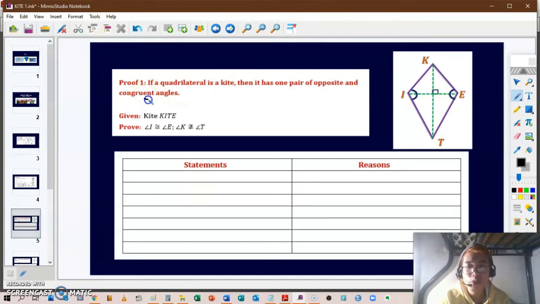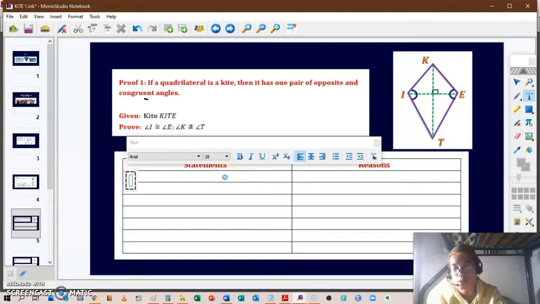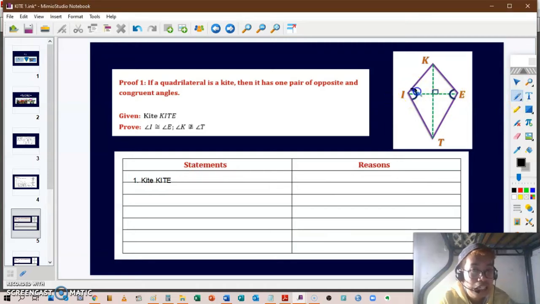So we have here the first proof: if a quadrilateral is a kite, then it has one pair of opposite congruent angles. As with all proofs, we start with a given. So let's start with our given here. We have kite KIT. And we need to prove, for this specific problem, that angle I is congruent to angle E. Angle I is congruent to angle E, but angle K is not congruent to angle T, because in a kite, there's only one pair of congruent opposite angles. So for number 1, we have your kite, and that's a given.